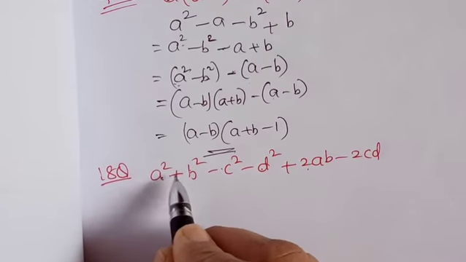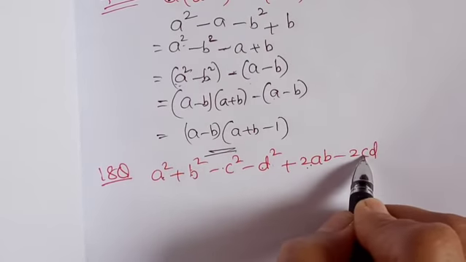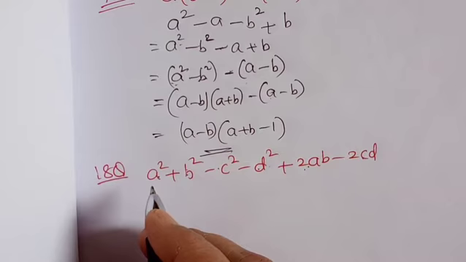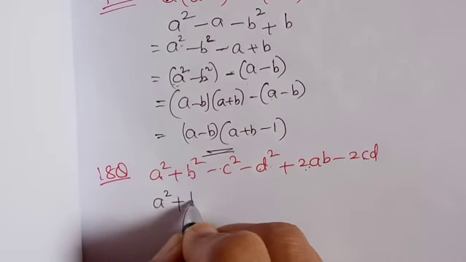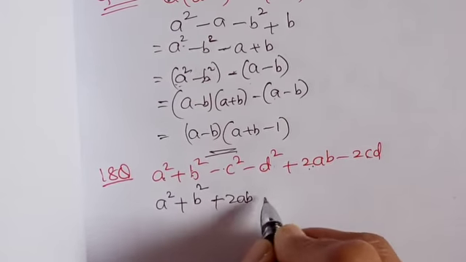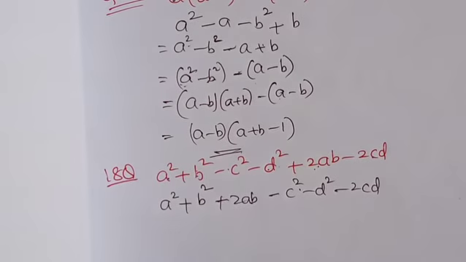Yes, a square, b square, 2ab, c square, d square, 2cd. Yes, we can regroup them. Okay, next we'll write in order: a square plus b square plus 2ab minus c square minus d square minus 2cd.